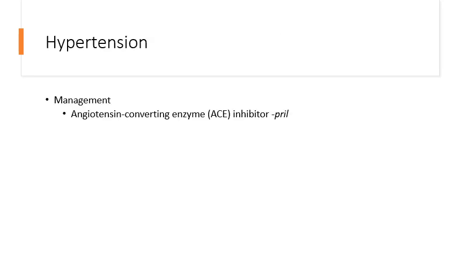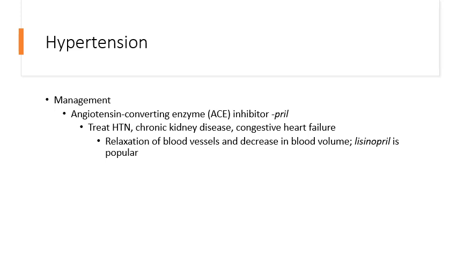So other drugs here, angiotensin converting enzyme inhibitors. One way to recognize them, as we always try to find ways to recognize certain classes of drugs, is that they typically end in the suffix pril, P-R-I-L. Again, these are used to treat hypertension, chronic kidney disease, congestive heart failure. What you're basically going to get here is relaxation of the blood vessels and a decrease in blood volume.